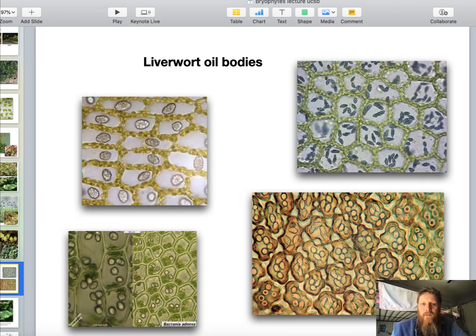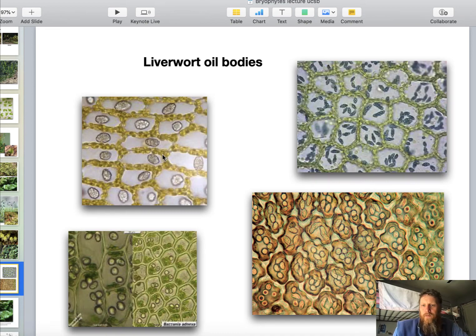And here's some images of what liverwort oil bodies look like. And again, these are those unique organelles that no other organisms have. These are images of cells taken through just a light microscope. You can see each one of these cells has chloroplasts squished up around the edges from the vacuole kind of pushing them to the walls. And then in the middle of the cell, you can see these big oil bodies. Here's some blue ones, and these ones are very granular.